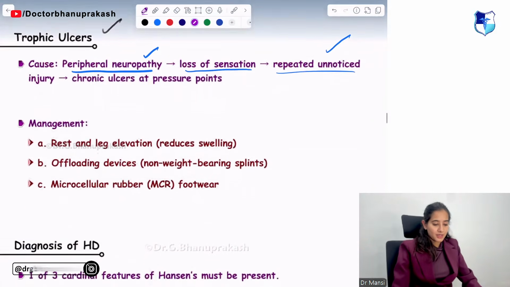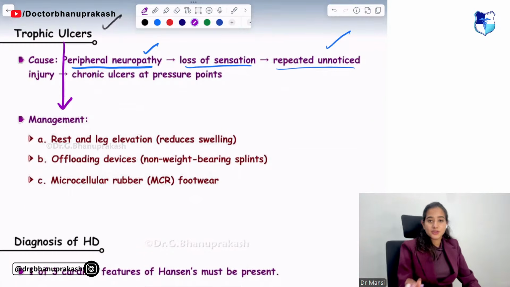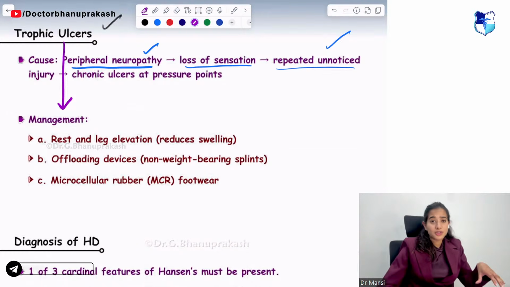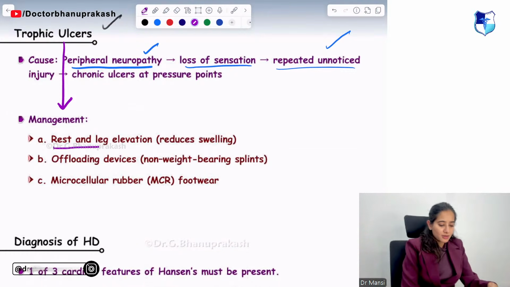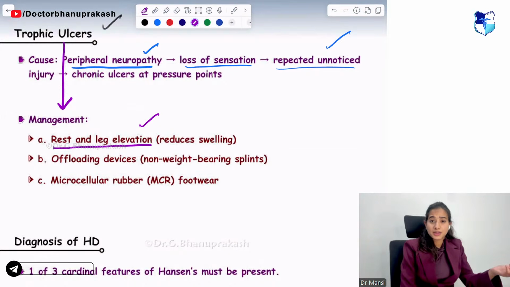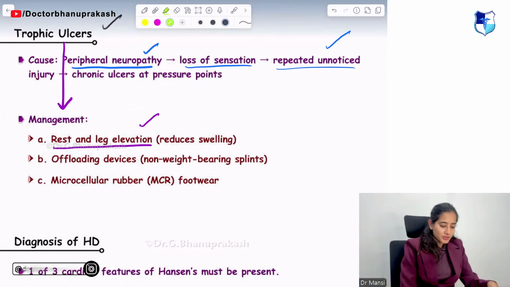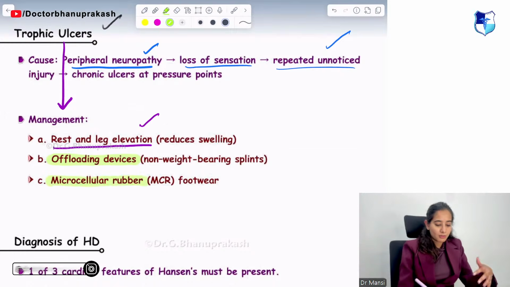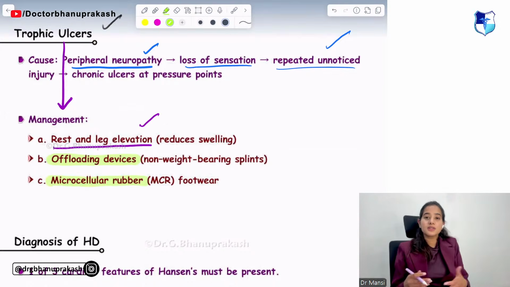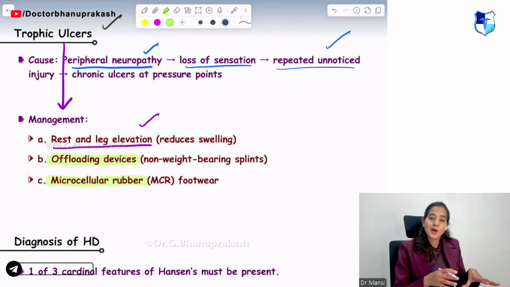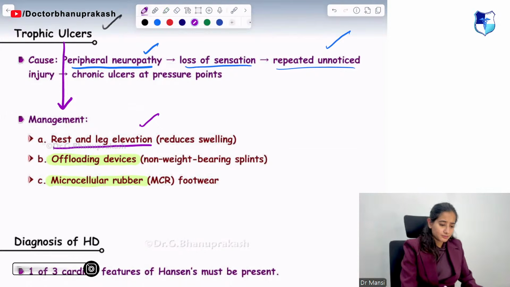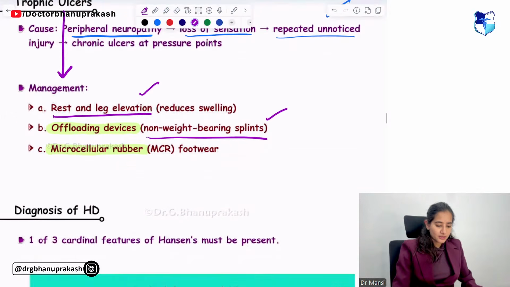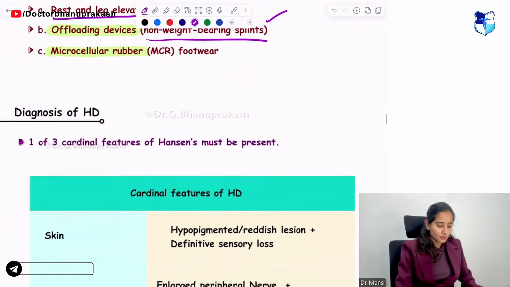Then how do you manage them? These trophic ulcers are managed with the aim of reducing the pressure on the ulcer areas. You advise them rest and leg elevation so that the swelling gets reduced and ulceration does not happen. Then you ask them to use an offloading device. What do you want to offload? The pressure which is occurring, and then microcellular rubber footwear is advisable. It distributes the pressure, so that is how it helps with the ulcer. Non-weight bearing splints, as we discussed, and this is all about the management of trophic ulcers.